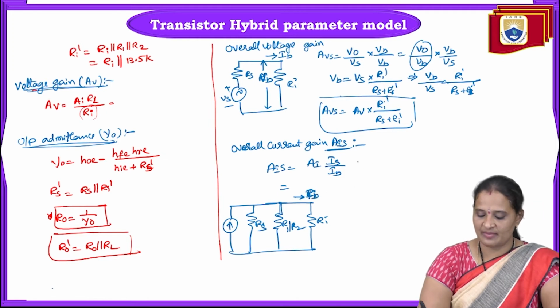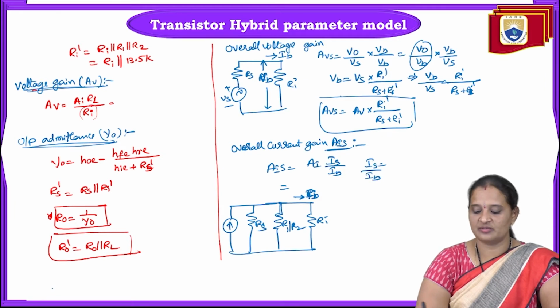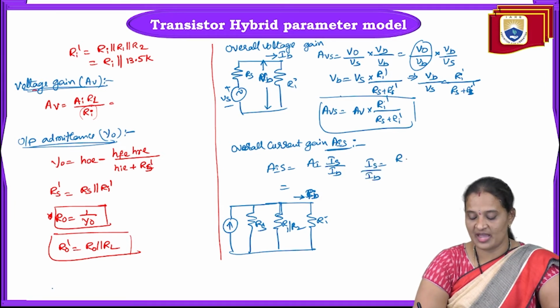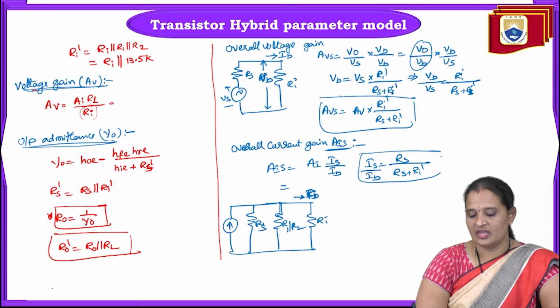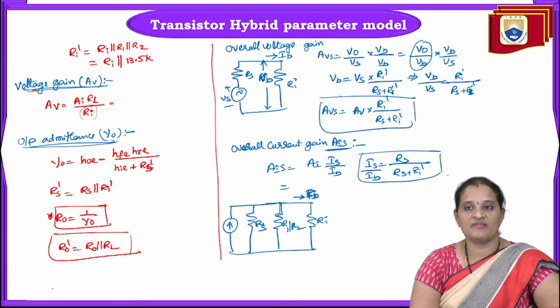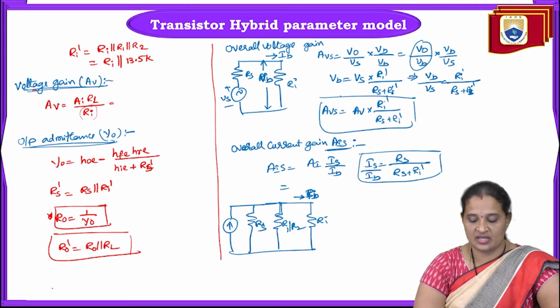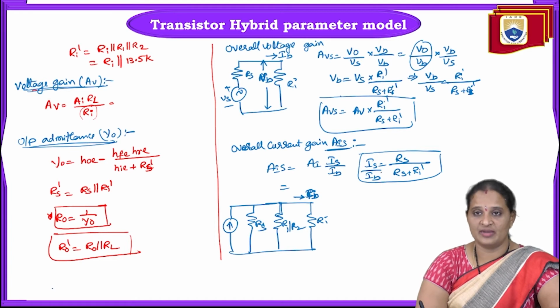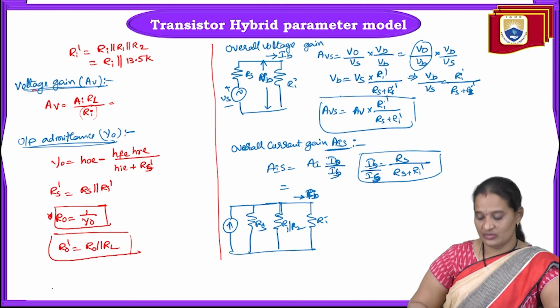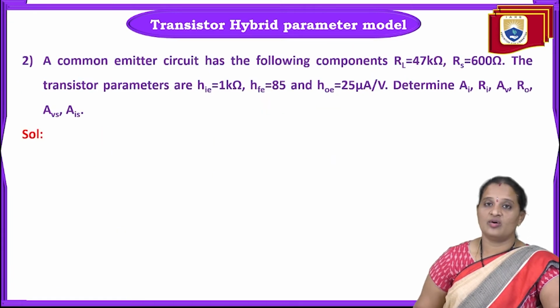So Is by Ib can be written according to the current divider principle, as the opposite resistance Rs divided by Rs plus Ri dash. This is the equation for finding Is by Ib. So now after doing this, Ib by Is. So just substitute these values, then you can calculate the overall current gain.